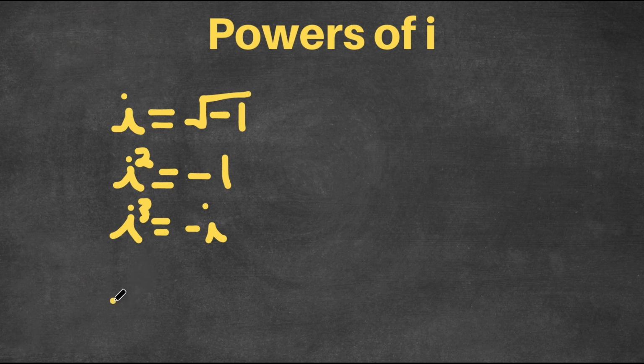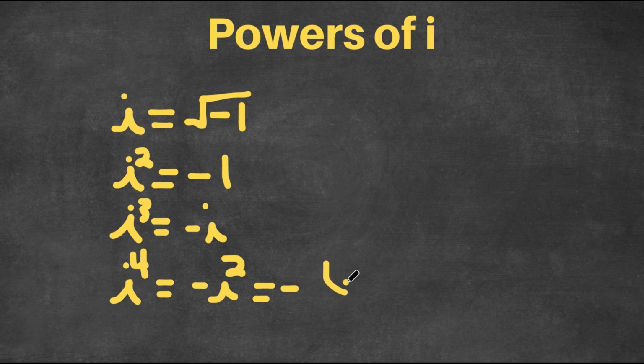So knowing these three, we know that i to the power of 4 is equal to i to the power of 3 times i, -i times i, which is -i squared, which is equal to -1, which is simply equal to 1. So now that we know these four values, we could find out any power of i.